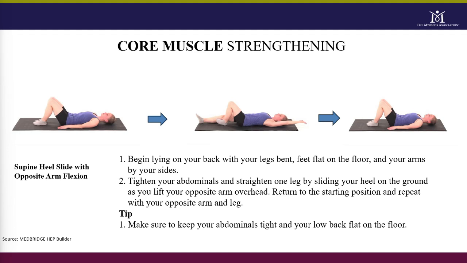This is another core exercise. Here, you begin lying on your back with your legs bent and your arms at your sides. You tighten your TA muscle, pull your stomach in, pull your belly button towards your spine, and then straighten one leg while lifting your opposite arm overhead. So it's like opposite movements, and then return to the starting position and do it on the opposite arm and leg.